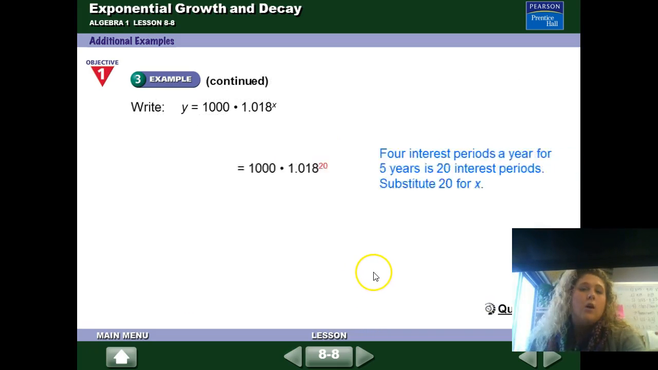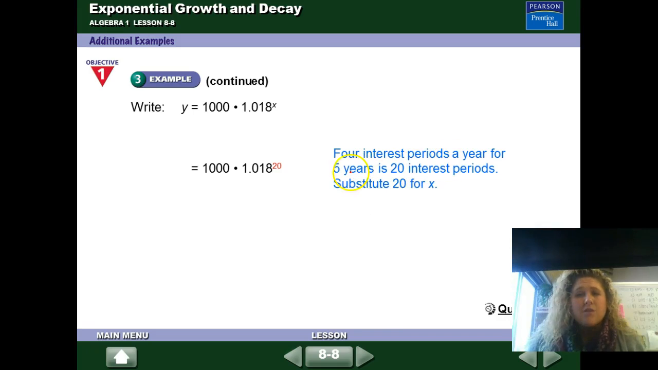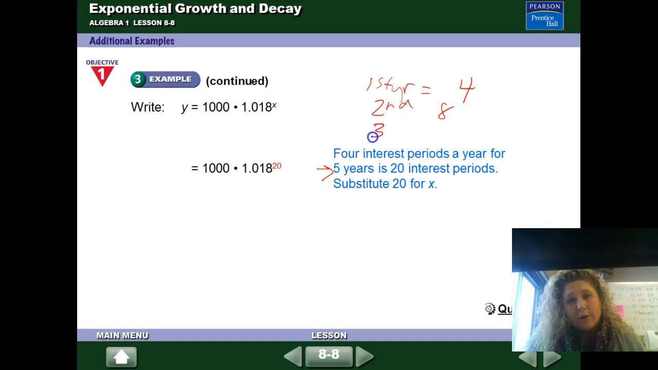So now, once again, we're just plugging in. It wants to know after 5 years, well, how many times is it compounded quarterly in 5 years? Well, the first year, we're going to get 4 times. So the second year, we're going to get 8. Third year, we're going to get 12. Fourth year, 16 times. And that 5th year, it's going to be compounded how many times? 20 times.